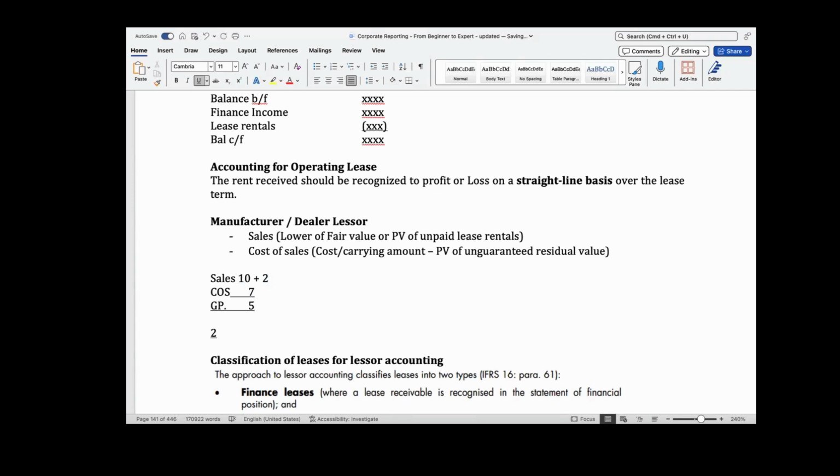But we are saying you cannot add these 2, that these 2 cannot qualify as sales. To enable us still have our 5, just come and deduct it. I mean, if you cannot add it here, just come and deduct it from the cost. The cost becomes 5. 10 minus 5 still gives you 5. So we're only playing around with this PV of unguaranteed residual value. Since we cannot add it as part of our sales because of IFRS 15, just come and deduct it from here.